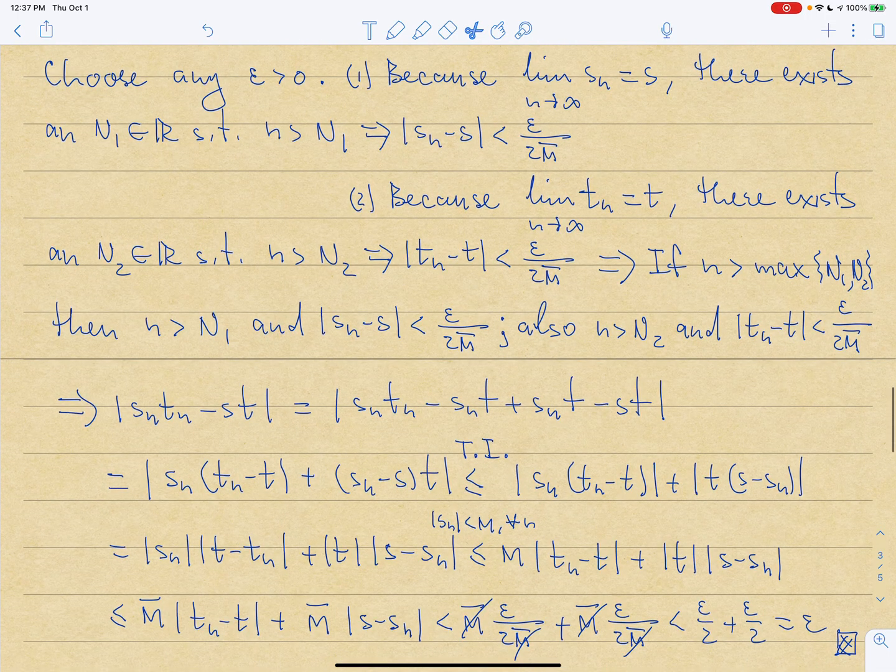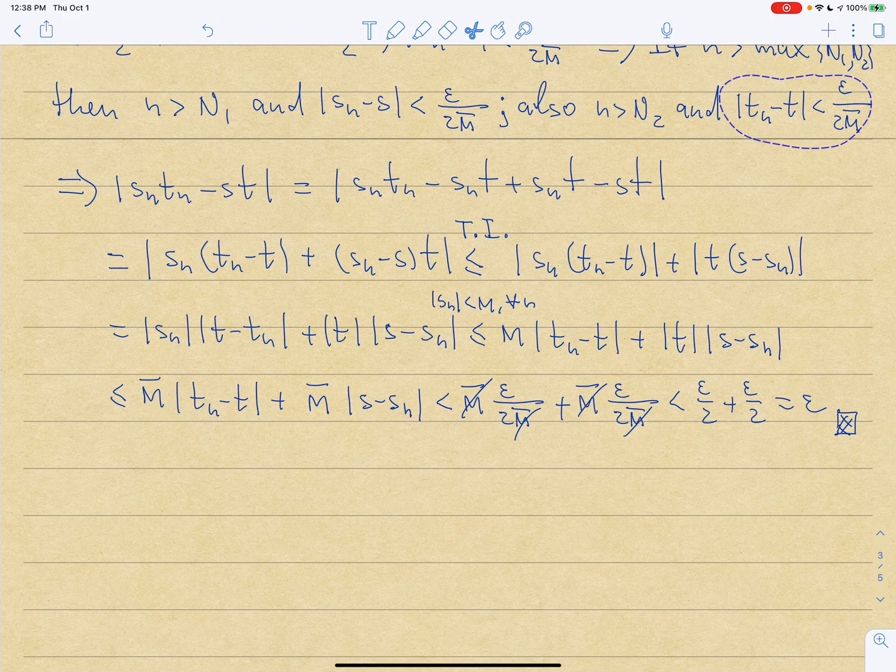Then we again use the definition of a limit twice. I pick an epsilon. Then because the limit of Sn is equal to S, I should be able to find capital N1 such that if n is bigger than capital N1, then this inequality is satisfied. And likewise, in exactly the same way, because the limit of Tn is equal to T, I can find a number N2 such that the same inequality is satisfied by Tn and T. So now, if I pick n to be bigger than the maximum of N1 and N2, then n is bigger than N1 and bigger than N2, so both this and that inequality are satisfied.